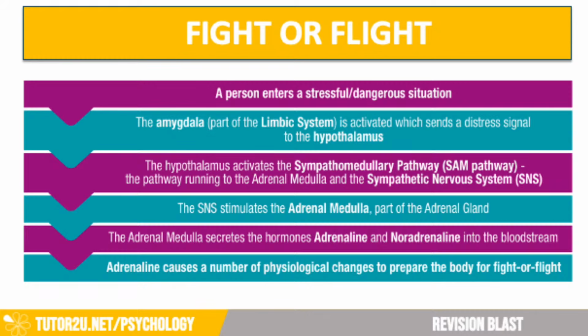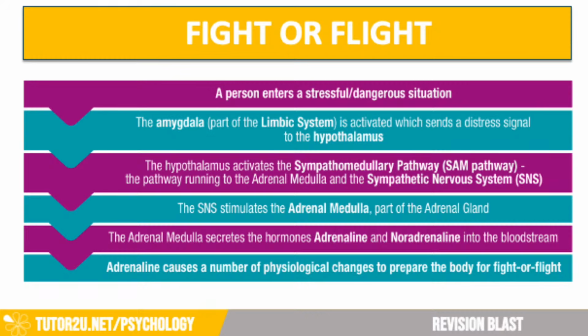Okay, thank you. So before we get into some application for fight or flight, let's just go through some of the theory as a recap. There's some key specialist terminology that we want to make sure we're mentioning here. Firstly, it starts at the amygdala when there's a stressful situation, which we know is part of the limbic system. That is activated when there's stress, and it sends a distress signal to the hypothalamus. This is probably where you might start your A01. The hypothalamus activates what we know as the SAM pathway, also known as the sympathomedullary pathway.